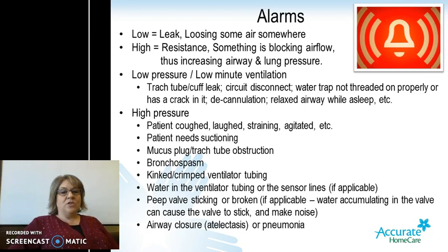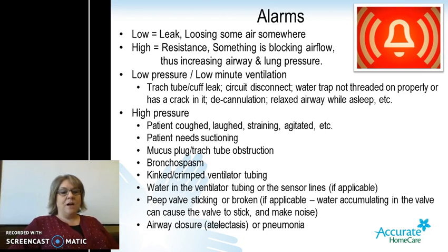If it is a high pressure alarm, we have resistance somewhere. For example, the number one reason why a high pressure alarm is going to go off is your patient coughed, laughed, is straining, or even agitated. This is the most common alarm that goes off because of those reasons. The patient may need to be suctioned. There may be a mucus plug or a trach tube obstruction.